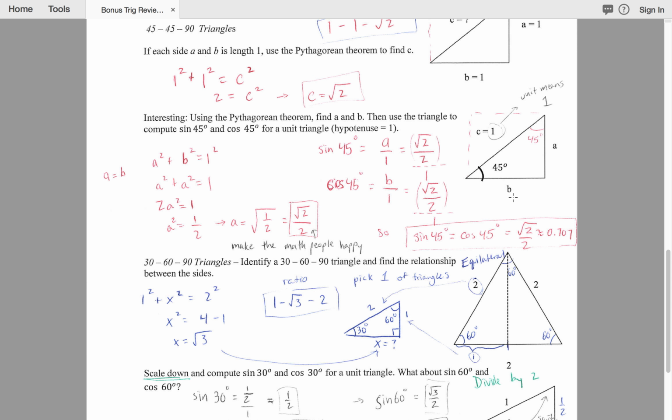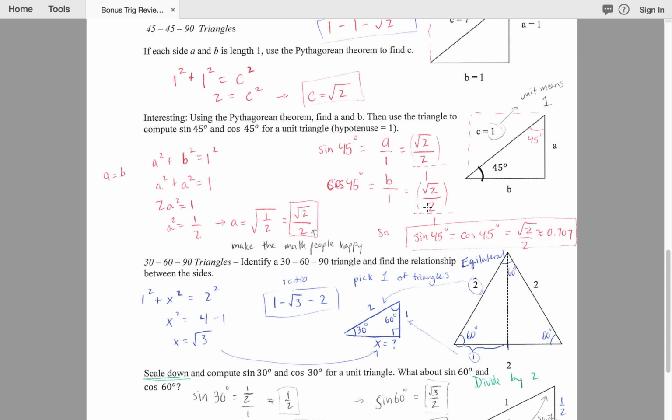of 45 is. So sine, remember, is opposite over hypotenuse. Opposite being A, hypotenuse being 1. So here we take A over the hypotenuse, which is root 2 over 2, divide by 1, and we get just root 2 over 2. Same with cosine. We take B over 1 because that's the adjacent leg to this 45-degree angle. Divide by the hypotenuse, which is 1.